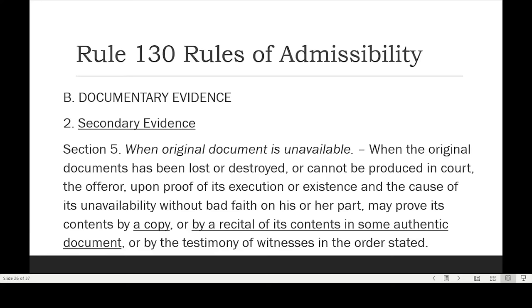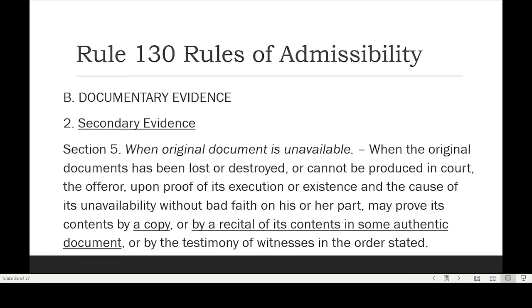It's not like that. Okay? There are certain requirements that we must accomplish or comply with first. So, it is provided under Section 5 when the original document is unavailable. Under the secondary evidence na ito ha.